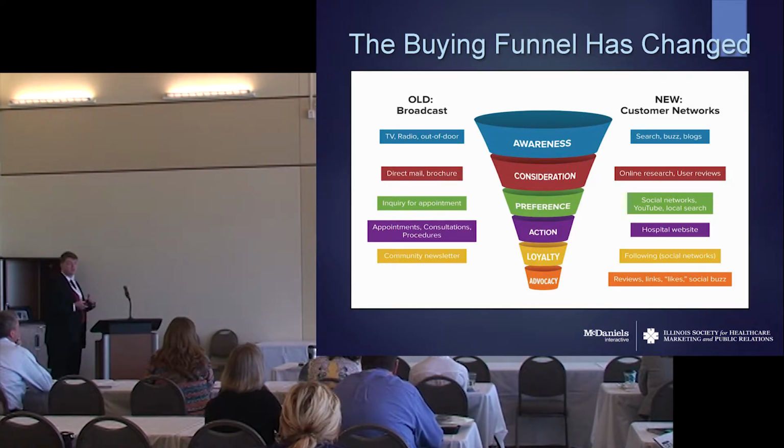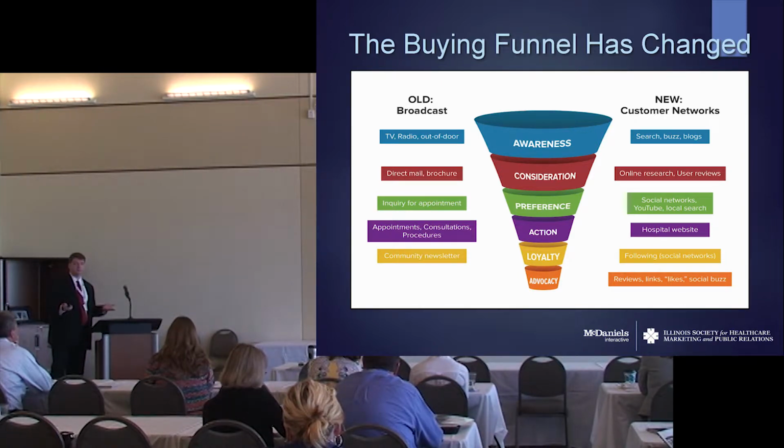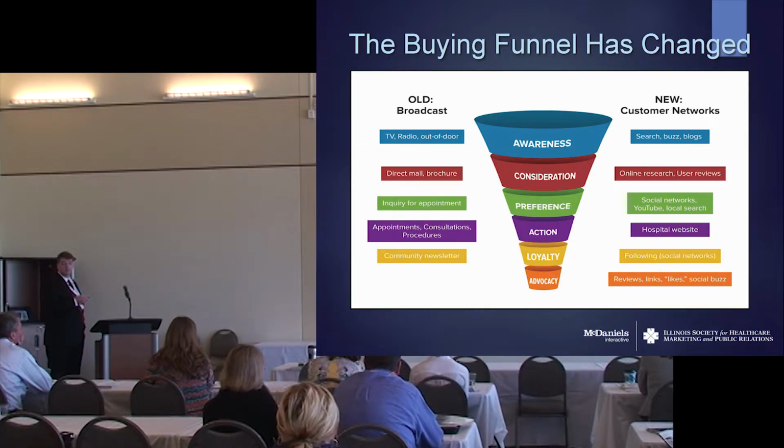It's changed now. We are now very much an on-demand society. We go out and we find the information. When you want to look up information, it's a verb now. You Google it. You can go to Wikipedia. We take a much more active role in searching out everything, and that's where the buying funnel has changed. Maybe awareness now comes from casual searches or reading blogs or even social buzz. Consideration can come through your own online research and user reviews, something that wasn't available 20-some years ago to the masses. Your preference, what are your friends using? What are your peers using? Social networks are a good source of that.